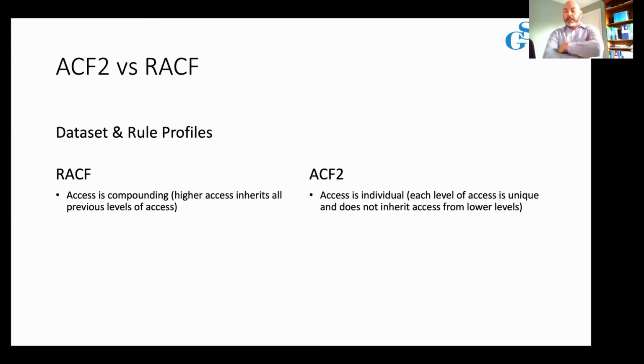RACF access to data sets and to general resources is compounding, which means that higher access inherits all previous levels of access, whereas ACF2 access is individual. So if you are given read, that is all you are given. If you are given alloc for allocate, that is all you are given. You need to be given each access level individually.